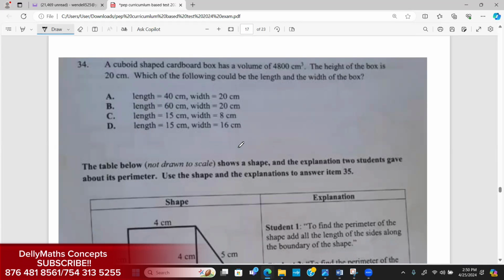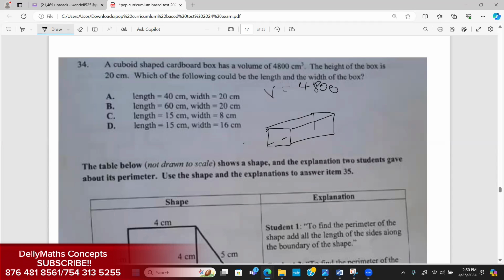Question 34, winding down. A cuboid cardboard box has a volume of 4,800. The height of the box is 20. Which of the following could be the length and the width? Let me just draw the box. This is our box.